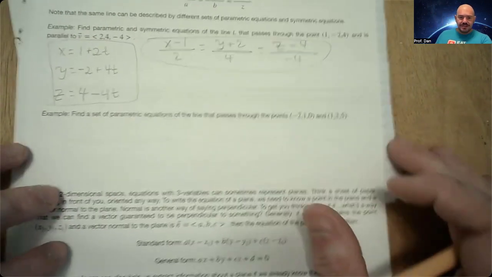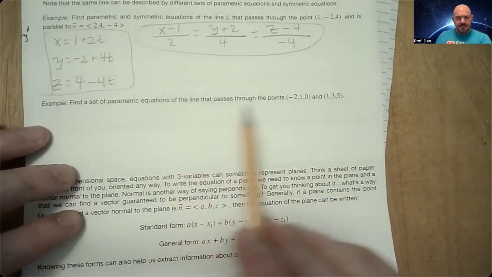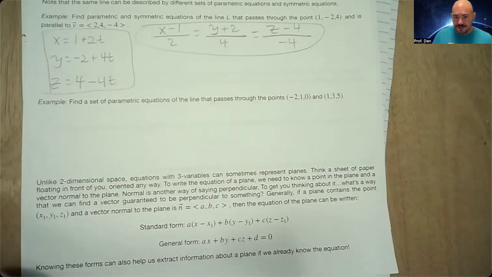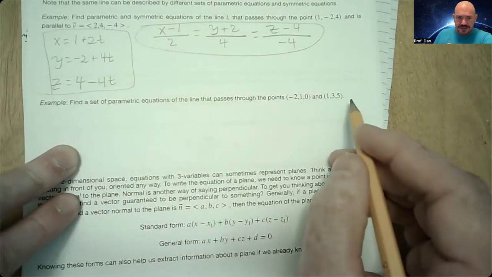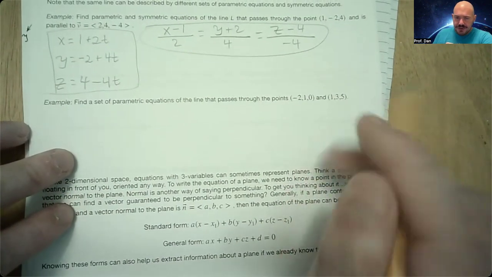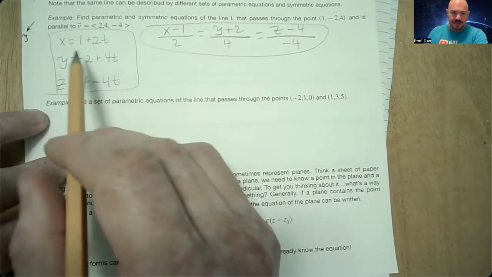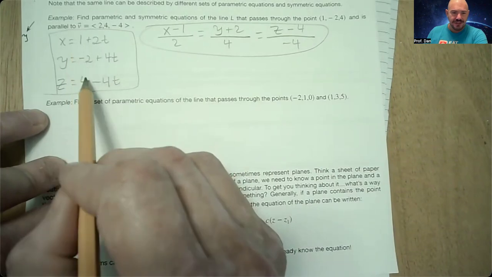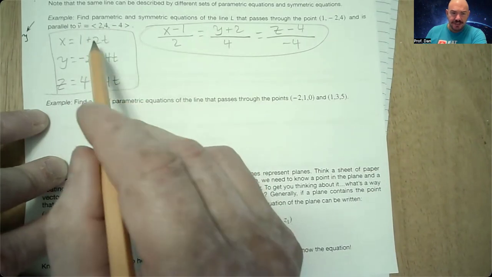Another example. This goes back to a concept from high school algebra: if I have two points, I can always write an equation for a line through those two points. That applies for three dimensions, except you're writing parametric equations or symmetric equations. So find a set of parametric equations for the line that passes through these two points. First thing I need to do, I do have two possible coordinates I can work with. If I'm writing my parametric equations, that'll give me these different intercepts. But I need this vector to be able to get the slopes.